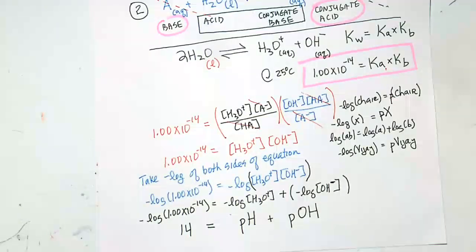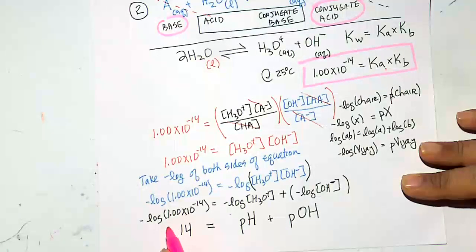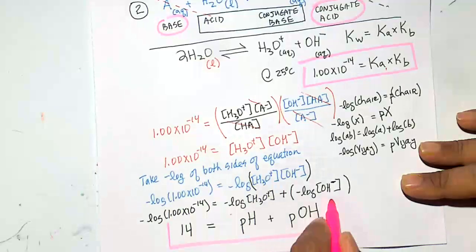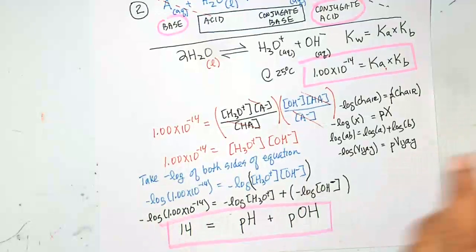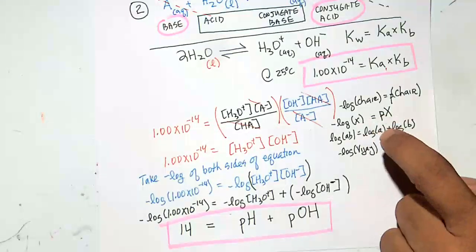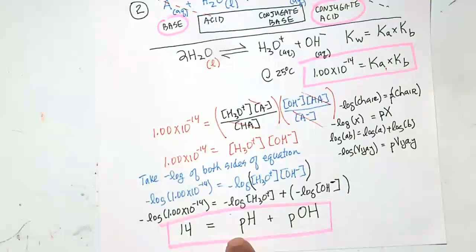So this is the second equation I'd like for you guys to know: pH plus pOH is equal to 14. Minus the log of anything is the power of that thing. Minus log x is just power of x. That lowercase p stands for power. Power of H plus: literally, how strong is it acidic? Power of OH minus: literally, how powerful is the base? So 14 is equal to pH plus pOH.